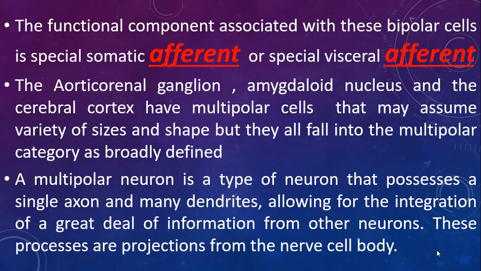The aorticorenal ganglion, amygdaloid nucleus, and cerebral cortex have multipolar cells that may assume a variety of sizes and shapes, but they all fall into the multipolar category as broadly defined. A multipolar neuron is a type of neuron that possesses a single axon and many dendrites, allowing for the integration of a great deal of information from other neurons. These processes are projections from the nerve cell body.